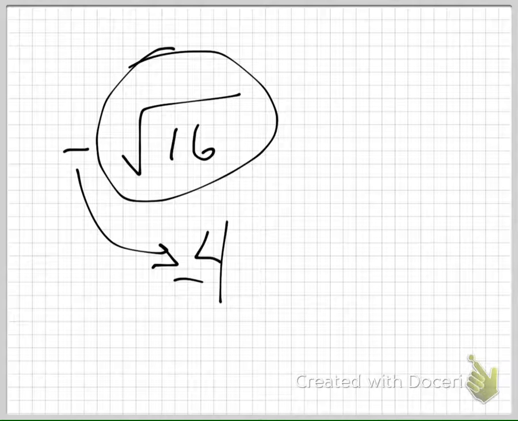Does that make sense? If the negative is out front, that's totally fine. We're just going to deal with the square root of whatever it was, and then you put the negative on later. Does that make sense? Okay.